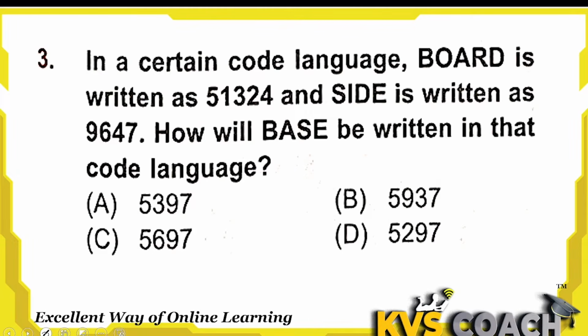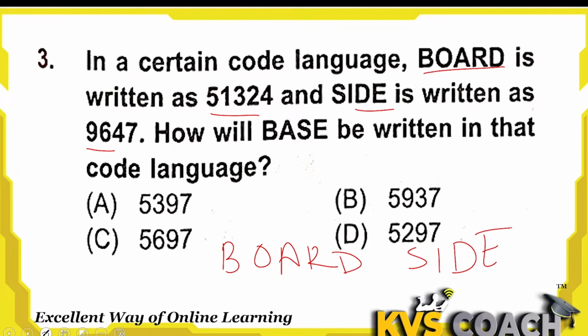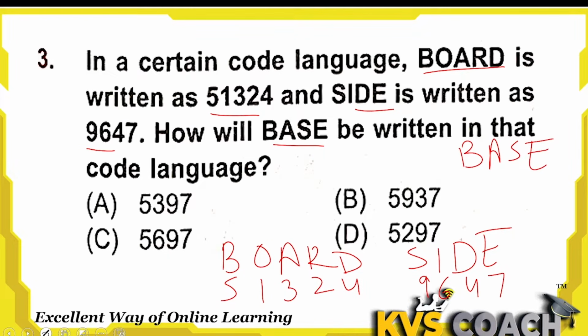Next is, in a certain code language, BOARD is written as this and SIDE is written as this. How will BASE be written in that code? BOARD, and SIDE. Okay, so here BOARD is 5 1 3 2 4 and SIDE is 9 6 4 7. So what do we have to write? BASE we need to write. So B is 5, A is 3, S.